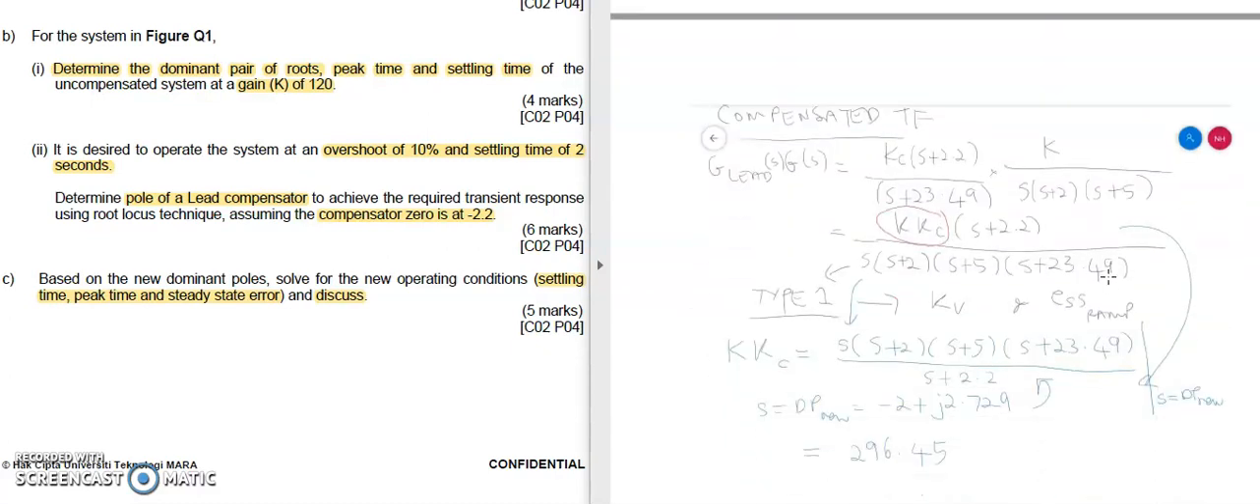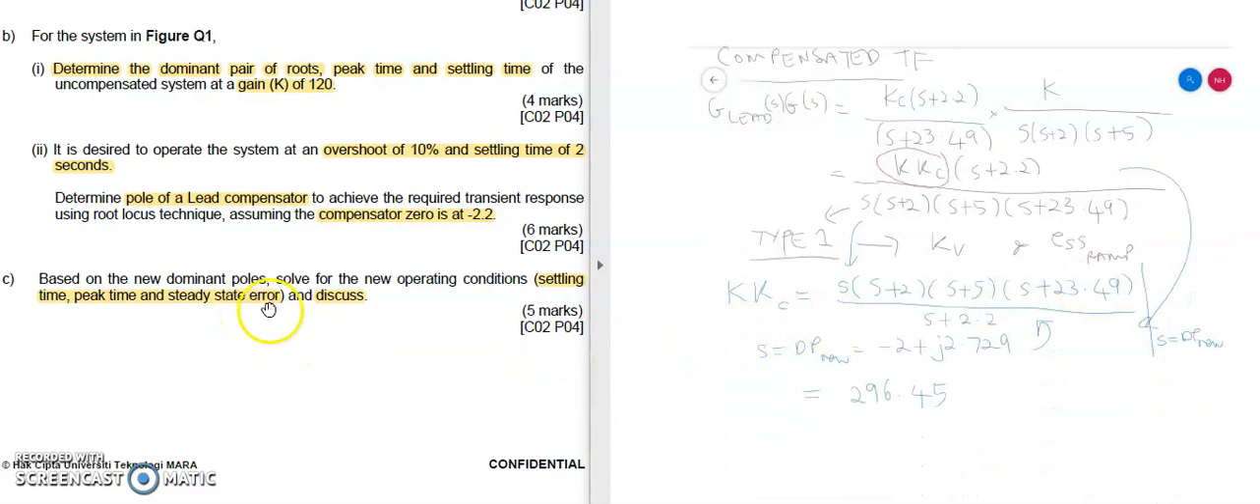And the next one is quite challenging. You need to determine your steady state error. Before you can determine the steady state error, first you determine the compensated transfer function, meaning the overall transfer function: the original open loop transfer function, this one, multiplied with the lead compensator. You multiply both of these, you get this one.